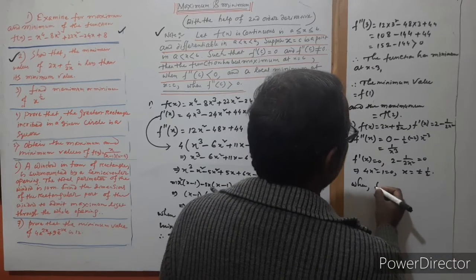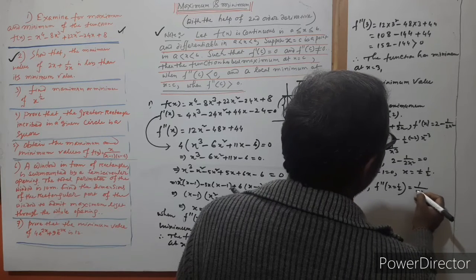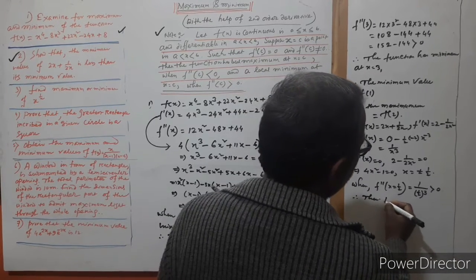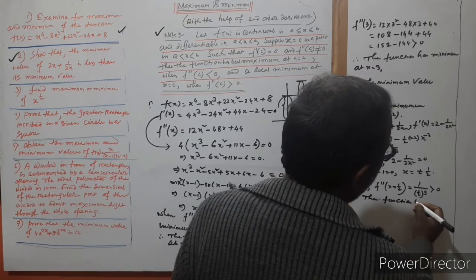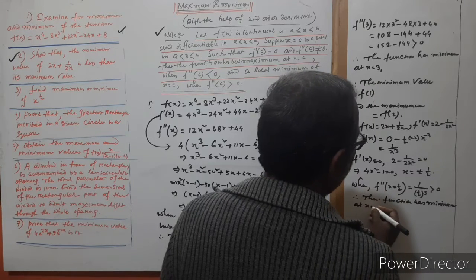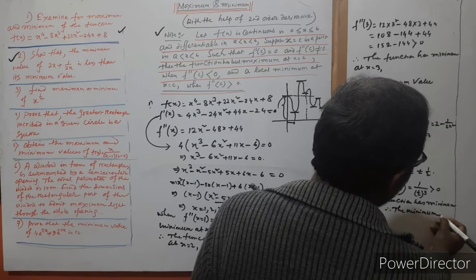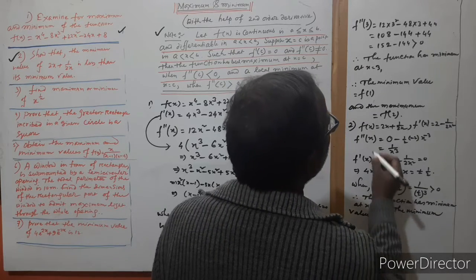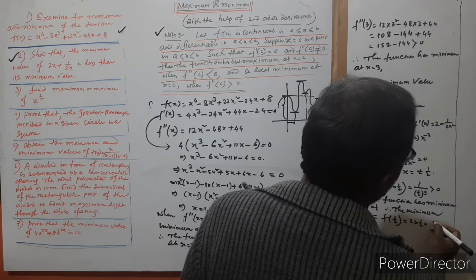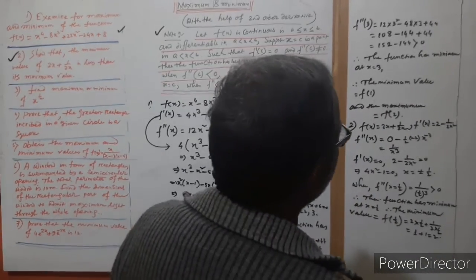When x equal to half, f double dash x is 1 by 2 cube, actually more than 0, so therefore the function has minimum at x equal to half, therefore the minimum value is equal to f of half, and see 2 into half, this is 1, so this is 2, okay.